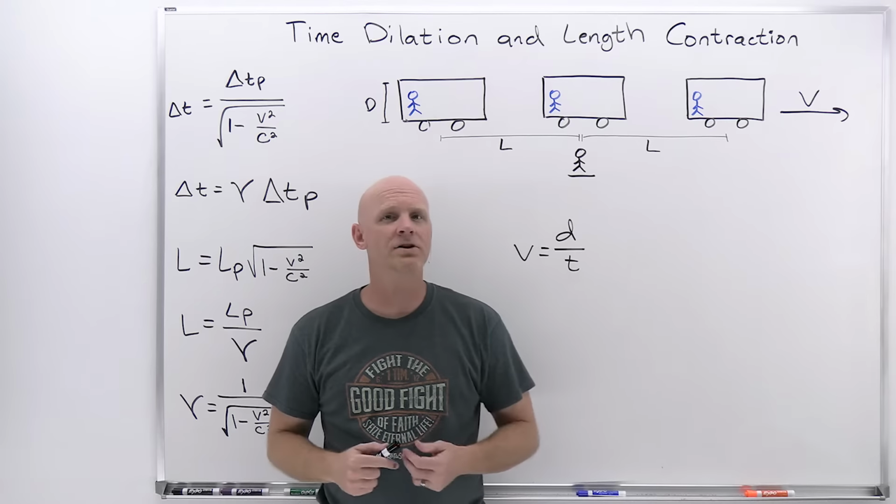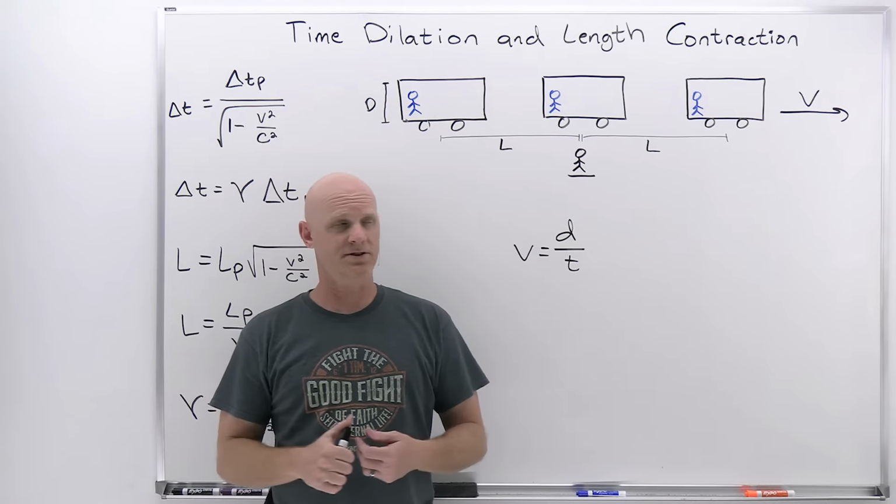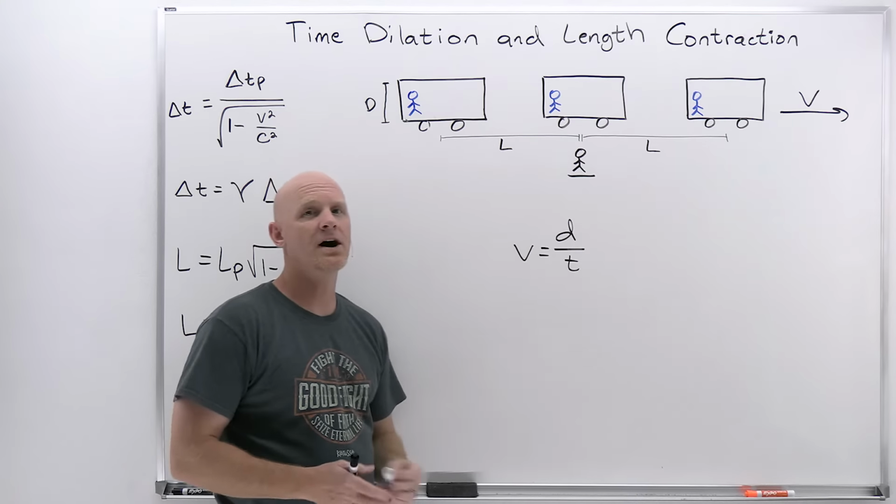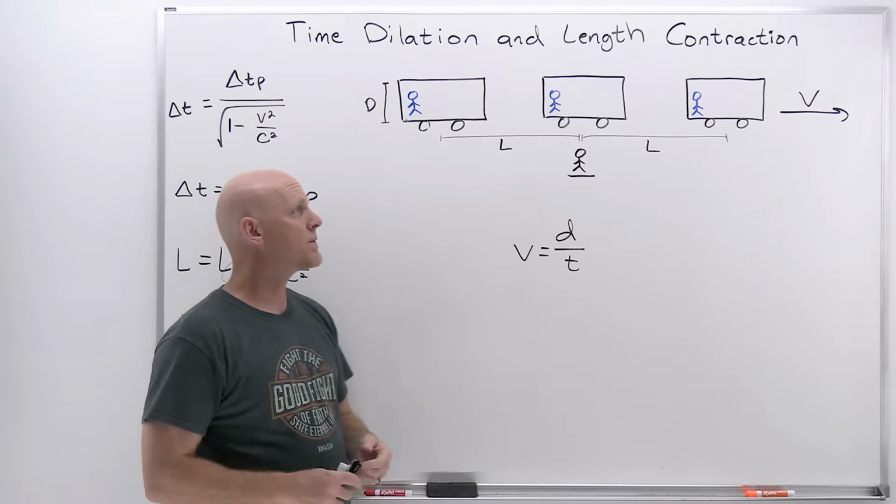Now we're going to take a look at a little thought experiment that Einstein took a look at. We're going to have a man on a train, and he's going to have a little bit of a light clock, is the way we often look at it.